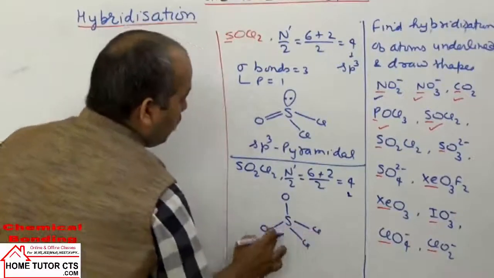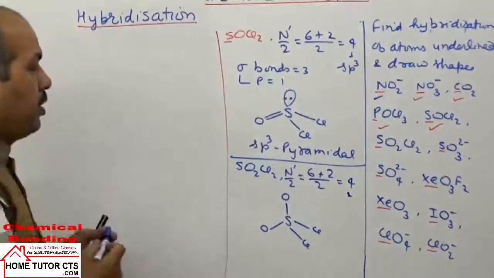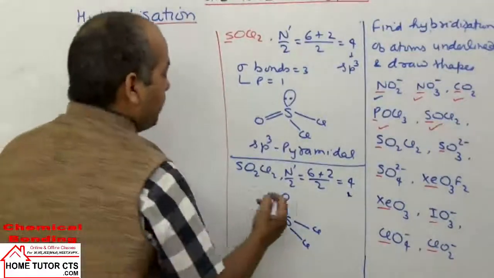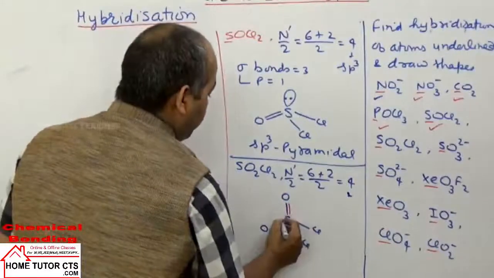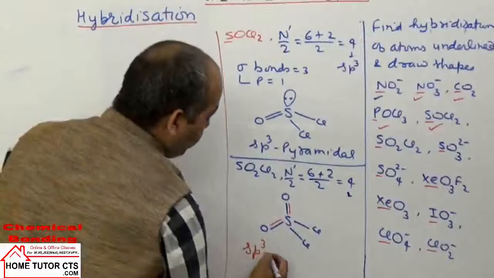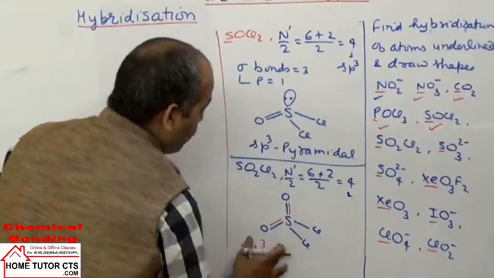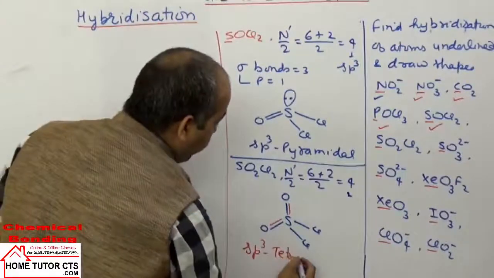You can add atoms in any sequence. Oxygen here, chlorine here, doesn't matter. But now O will have a double bond, being a divalent atom. So in this case, the hybridization will remain the same, sp3. Geometry taken is tetrahedral, not trigonal, tetrahedral geometry.